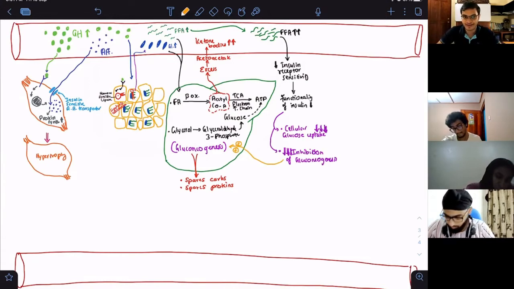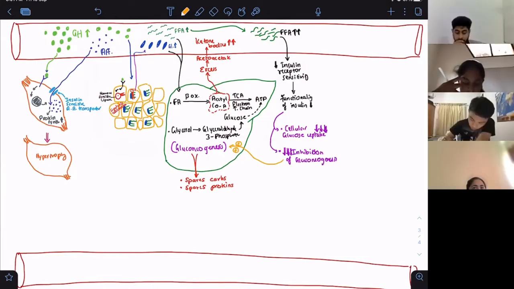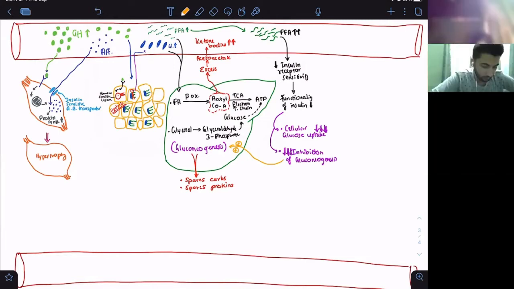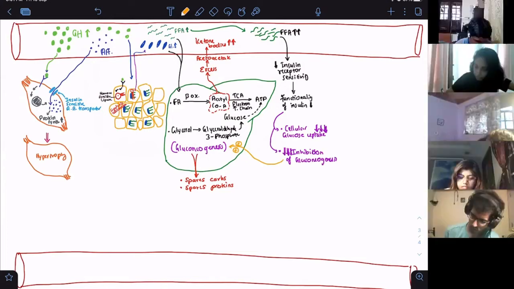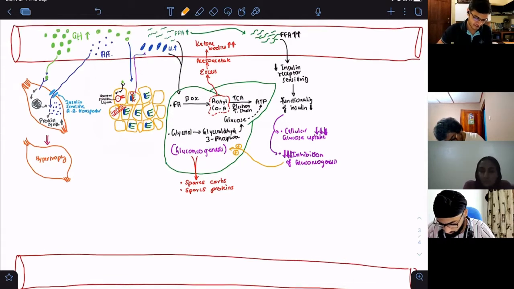Let me see some faces. I'm scared about this section today. Okay. Don't worry. Once we get the entire picture, it will come. Don't worry about it too much.